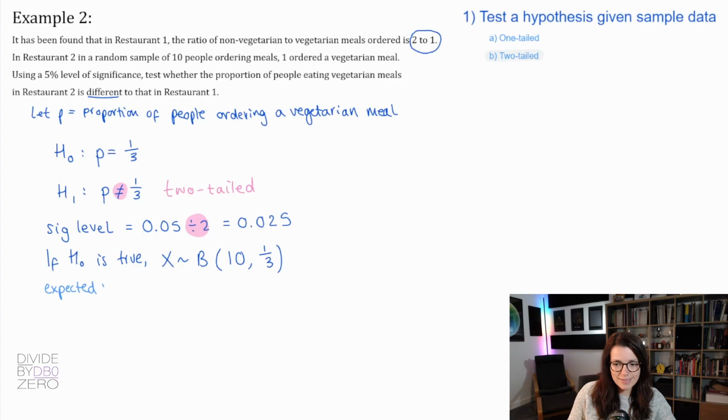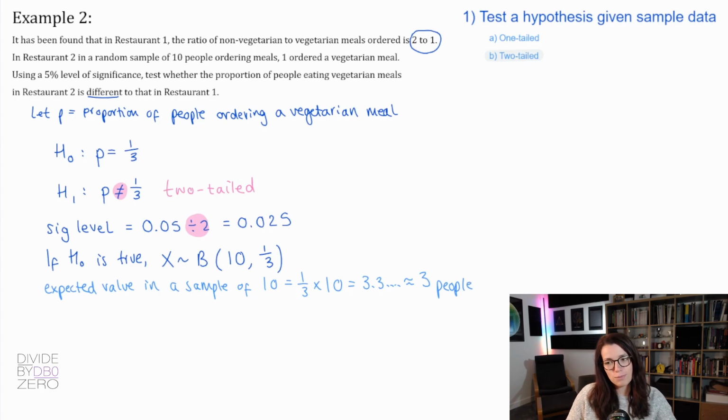So what is the expected value in a sample of 10? That would be a third of the people, so 3.3 recurring, or roughly 3 people. That's how many people we would expect to order a vegetarian meal if this ratio or proportion was a third. In the sample in restaurant 2, only 1 person ordered a vegetarian meal. So that means we want to test the lower tail. In other words, we want to find the probability that X is less than or equal to 1. Again, working this out in your calculator, you'll get 0.104.